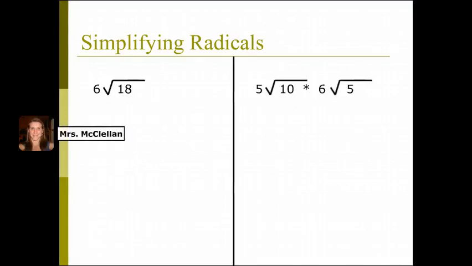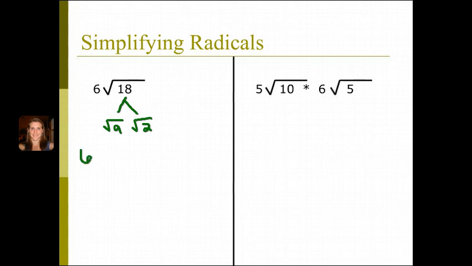All right, so these are the last two examples that we'll be doing on this PowerPoint. And you'll notice in our first example, we have 6 times the square root of 18. Well, 18 is not a perfect square. So we need to think of the perfect square factors of 18. 9 is a perfect square, and 9 is multiplied by 2 to give you 18. Therefore, we're going to put them both under their own radicals.